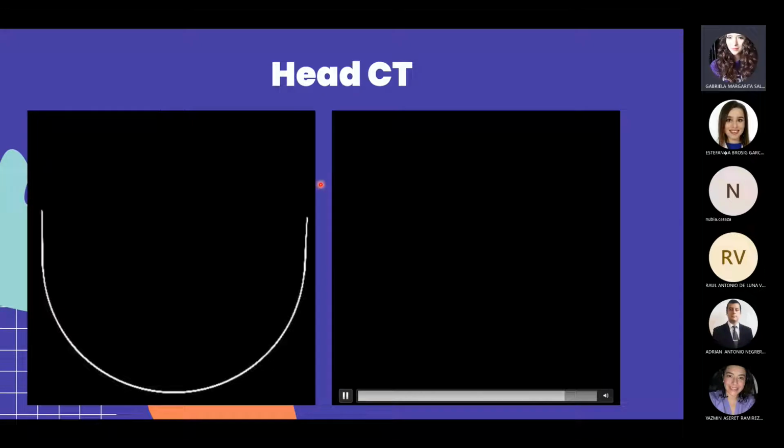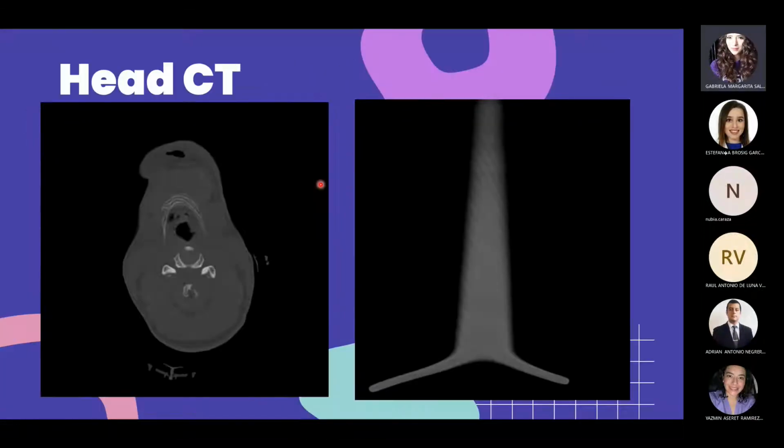Okay, so this was the soft tissues head CT. Then I'll show you the bone head CT.